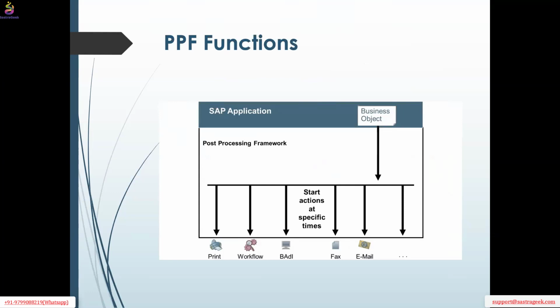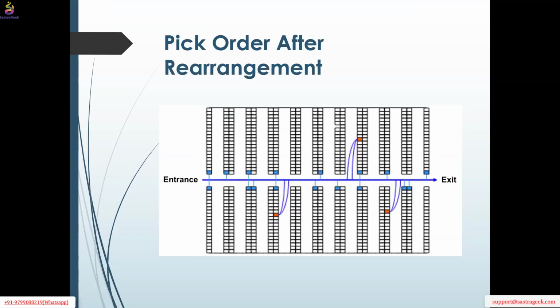But in case of our EWM or maybe in the TM, we ideally use it for printing of your labels, or automating any kind of actions in the system, or if you want to trigger any kind of BAdIs, or if you want to trigger any kind of workflows. All these kinds of activities can be triggered using this functionality, which we call PPF. That is one important thing.